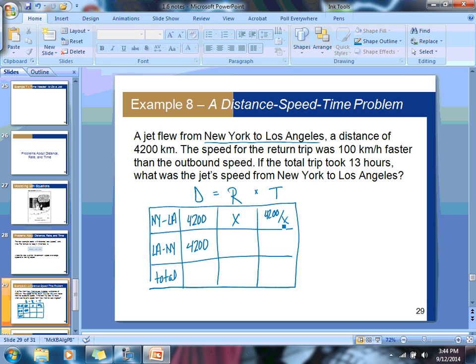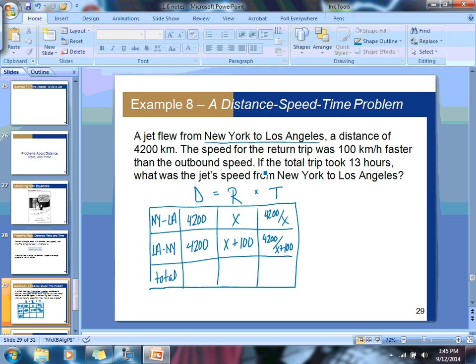And we know that on the return trip, the LA to New York trip, the speed was 100 kilometers per hour faster. So whatever we went on the first part of the trip, we're going to add 100 to it, and that'll get us the rate for our second part of the trip. And again, I can take my distance and divide it by my rate, and that will give me the time for the second part of the trip.